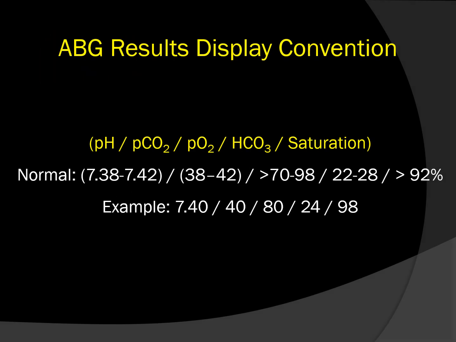Before we go further, I just want to show you our acid-base display convention. Not every hospital goes in this order, but to keep things simple, I'm not going to label the acid-base problems. It makes my slides a lot cleaner. But I place pH, PCO2, PO2, bicarb, and saturation in just that order. I have the normal values listed here. And an example without any labels would be 7.40, 40, 80, 24, and 98. That's a perfectly normal blood gas with the labels as mentioned.